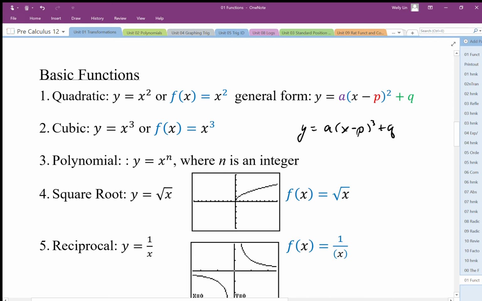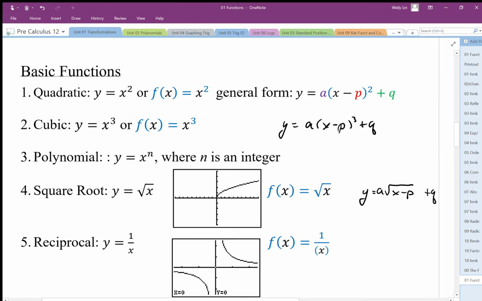The other functions that we should be familiar with are the square root function. When we square root a number, we get the square root function, and the function part of that is the square root part. And again, we can write the same thing. We can just say that y is equal to a square root of (x minus p) plus q. The p is going to do the same thing, the a is going to do the same thing, and the q is going to do the same thing. The only difference between these three functions is the actual function part. This will square the input, this is going to cube the input, this is going to square root the input. That's really the only difference.